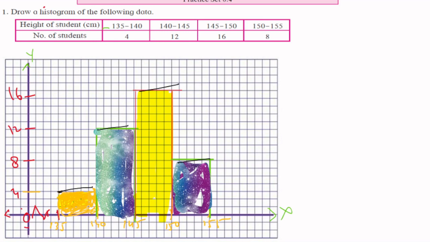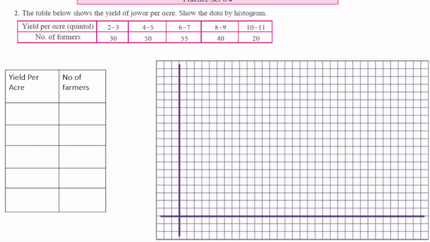Let's go to question number 2 of the same practice set. You'll understand more. So here it says the table given below, right? Yield in data, but here the class mark is not continuous. First you have to make this continuous. This is true each and every time. So how to make it continuous? Same thing, subtract 0.5 from the lower limit and add 0.5 to the upper limit.